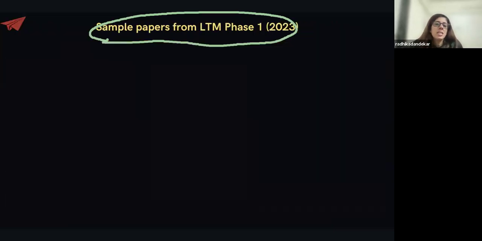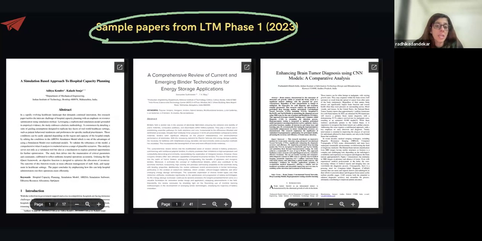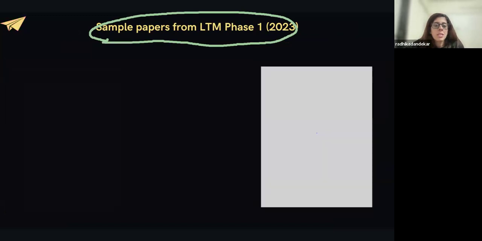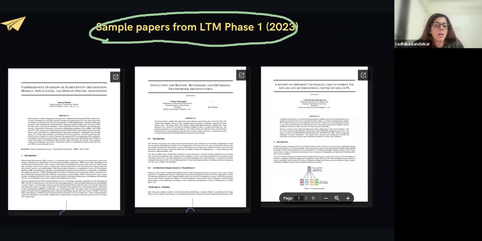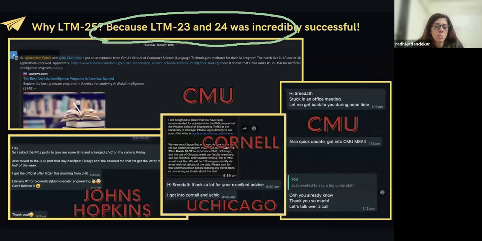As I mentioned at the start, people who don't really have an exact experience in research have published beautiful research papers. These are examples of a few of those papers that people have published with no major experience in research. They've only either converted their projects into research papers, or they've written a completely new review paper. Okay, so these are some examples from long-term mentorship phase one, that is building your research profile.